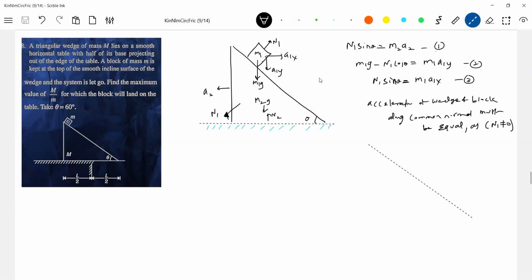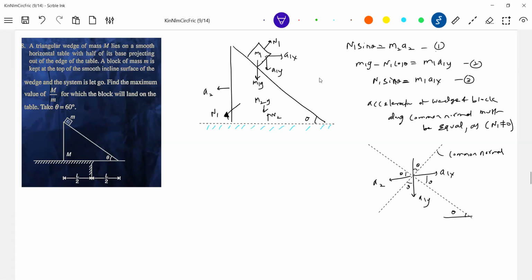Okay, let me draw it. There's a common tangent, there's a common normal. What are the accelerations we have? A1x, A1y, and this is A2. This is that common normal. Let's write the equation along the common normal: A2 sine theta plus A1y cos theta minus A1x sine theta equal to 0. Agree with this? So four equations, four unknowns. Solving that, we'll get the accelerations.